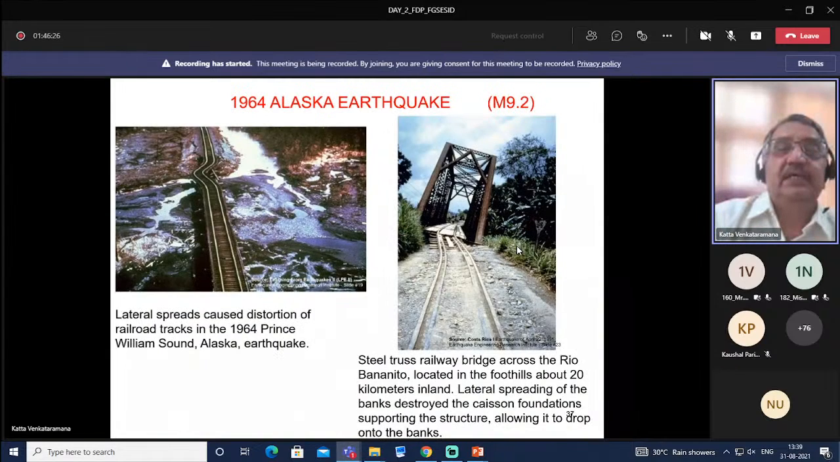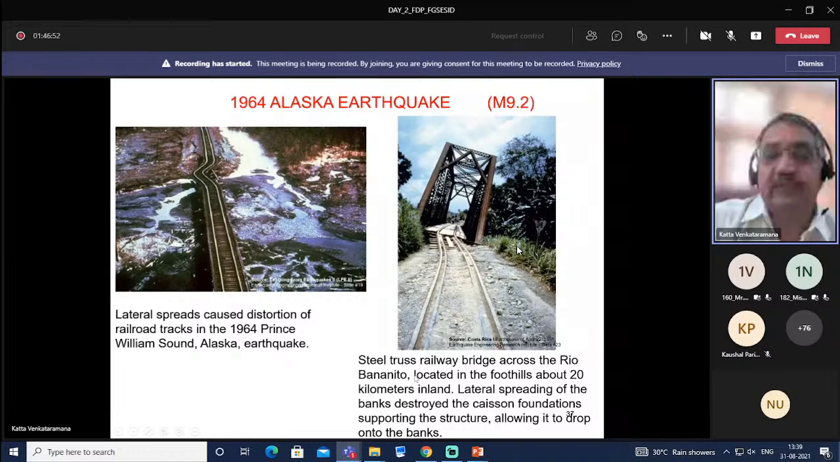This is the 1964 Alaska earthquake, magnitude 9.2. This is so far the second largest earthquake recorded, magnitude 9.2. Lateral spreading caused distortion of the railroad tracks in Prince William Sound, Alaska.